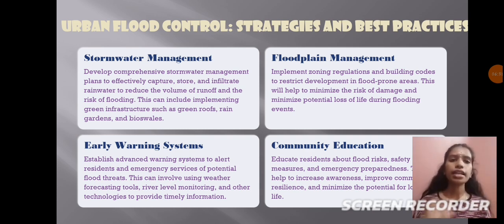Third, early warning systems. Establish advanced warning systems to alert residents and emergency services of potential flood threats. This can involve using weather forecasting tools, river level monitoring, or other technologies to provide timely information.